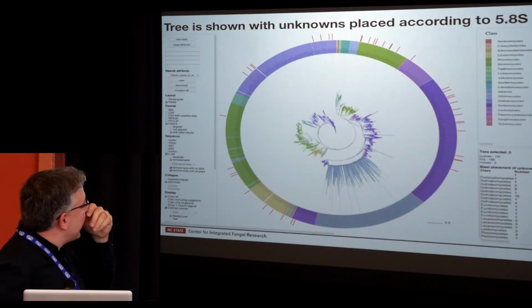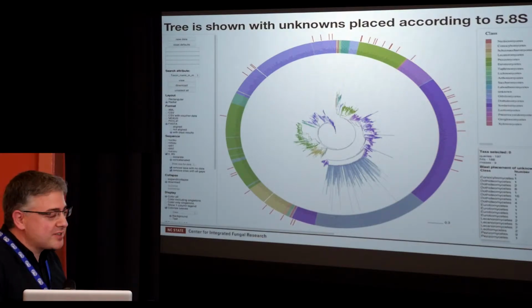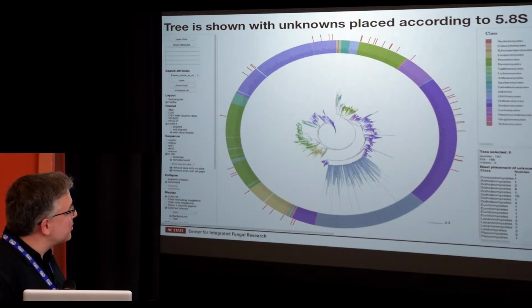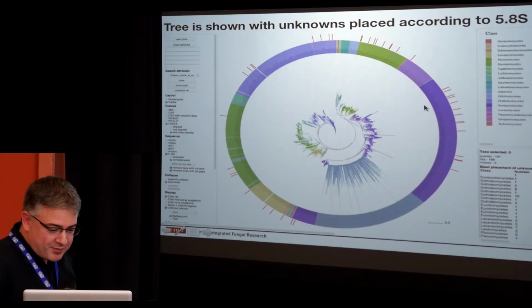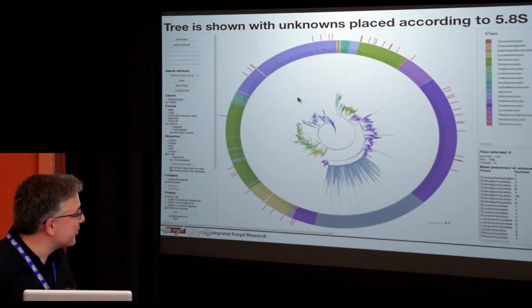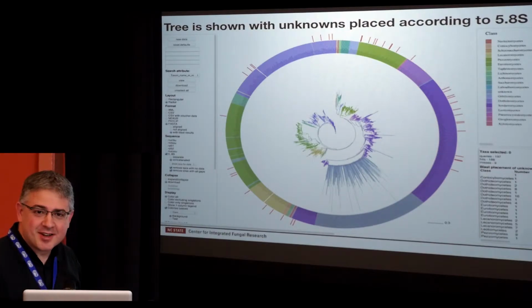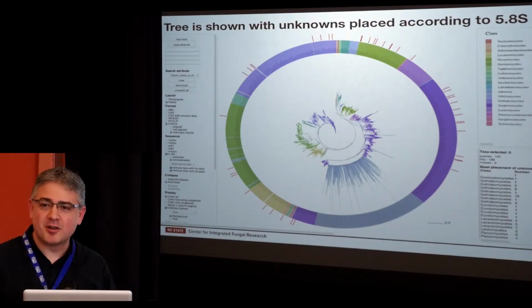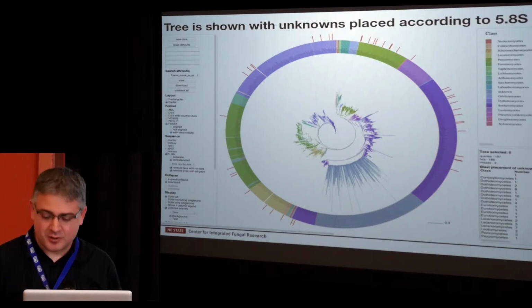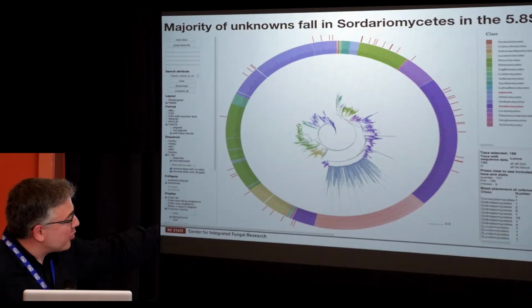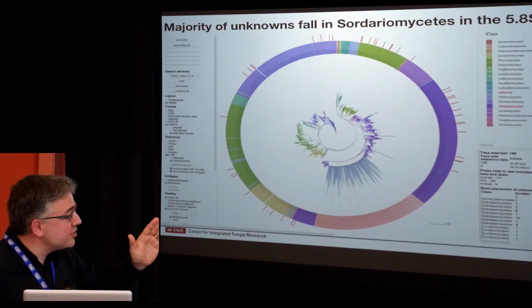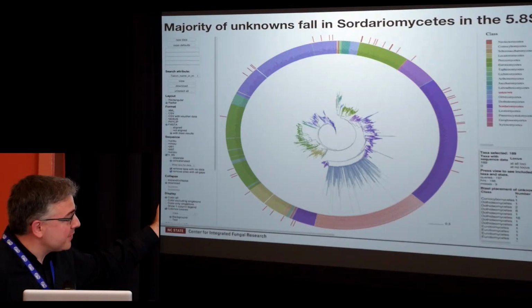So here you have the placement only based on the 5.8S partition, so the evolutionary placement. And you could see that big fan right here. That's the placement right there. And there's a number of others in here. Now, obviously, there's very little resolution here if you just base it on the 5.8S. But you could base it on the LSU. You could have multiple partitions that you're asking it to do your placements. So here, the majority fall within the Sordariomycetes for the 5.8S only. But you could run it for the LSU and get even better resolution.